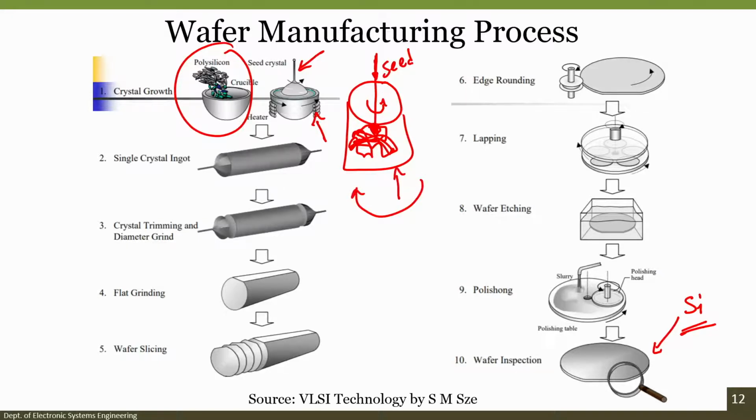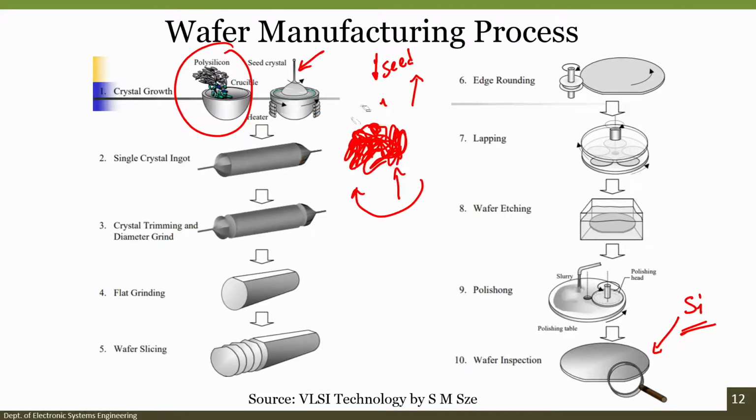Seed crystal will rotate in an anti-clockwise direction, then crucible will rotate in a clockwise direction, and slowly you need to pull out the seed crystal, because seed crystal is at lower temperature compared to the molten polysilicon. What will happen? The silicon crystal will start forming across the seed, and you will be able to achieve a single crystal ingot.